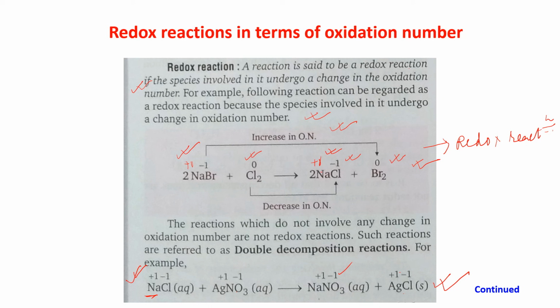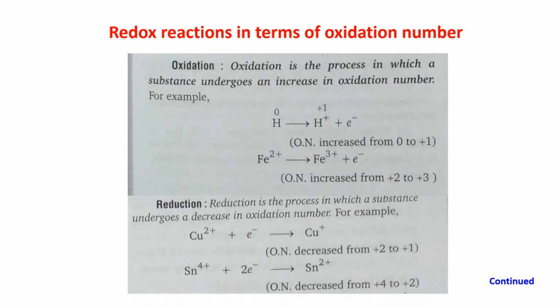This question comes in the exam, whether the following reaction is a redox reaction or not. I think you have understood. So as I told you, oxidation is the process in which a substance undergoes an increase in the oxidation number. See here, hydrogen from 0 goes to H+, so it is +1. It is going from 0 to +1. And how to balance it? By adding 1 electron. So the oxidation number increased from 0 to +1, so it is undergoing oxidation.